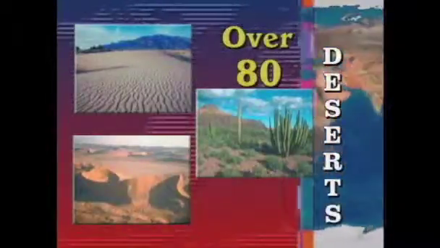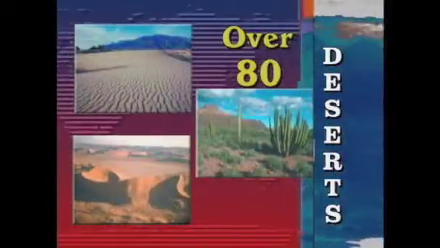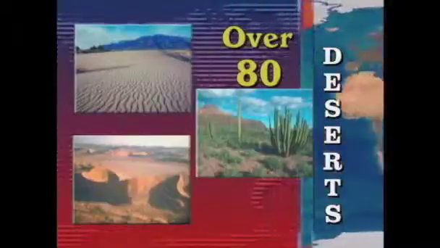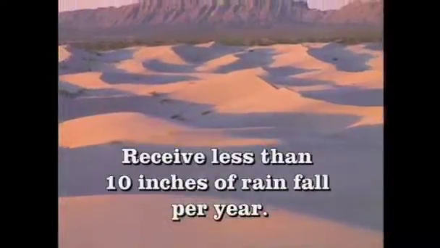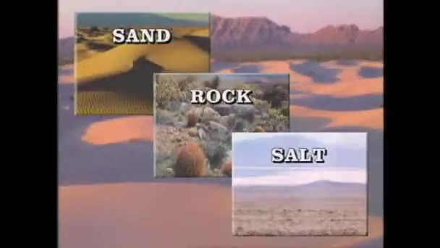There are more than 80 named deserts on Earth, but we must not confine our perceptions of hotland environments only to desert terrain. Deserts are defined as those areas which receive less than 10 inches of rainfall per year. Deserts generally fall into one of three categories: sand, rock, or salt. A desert may be a combination of any or all of these.